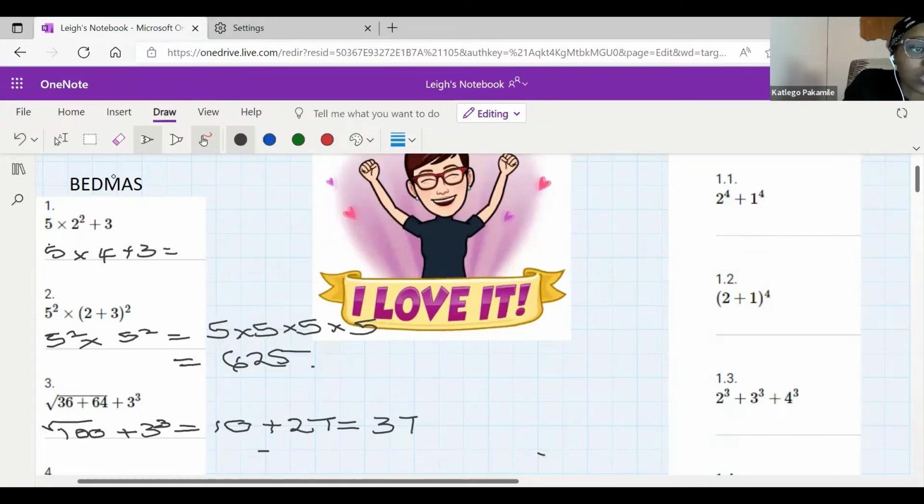Okay, so far you good? Yes. So now we move on to division. Is there any division? No. Multiplication? Yes. So what do we multiply? 5 times 4, which is how much? 20. Plus the 3 that was already there. So 20 plus 3 is 23. Do you feel better about it now? Yes. There we go. So try 1.1, 1.2, and 1.3.